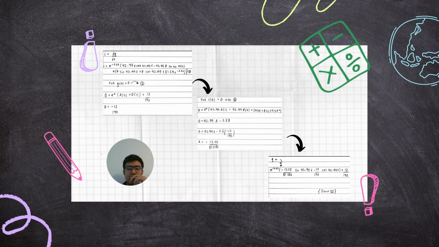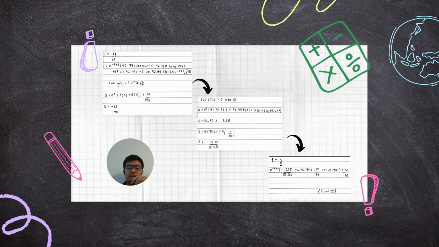Okay, for the next step we must find the value of I, where I equals dQ/dt. So we must differentiate the value of Q, and we get I equal to e^(-7.5t) times (42.94 A cos 42.94t - 42.94 B sin 42.94t) plus (A sin 42.94t + B cos 42.94t) times -7.5 e^(-7.5t).